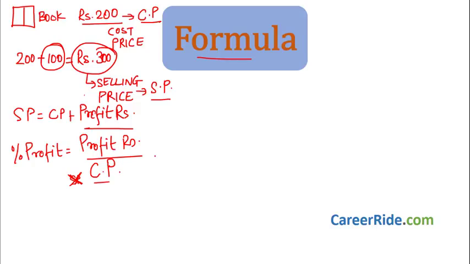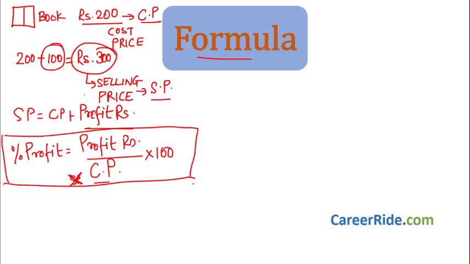Since we want percentage, we have learnt in the percentage chapter that if you want something in percentage, just multiply by 100. So this is the formula for profit percent.